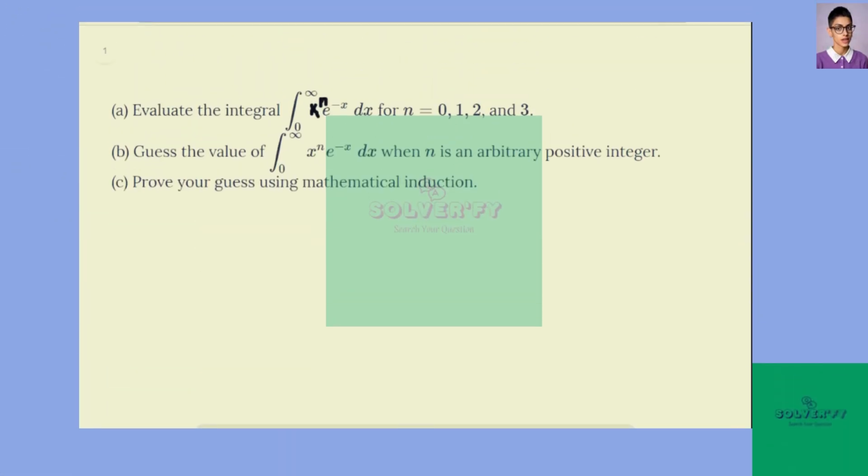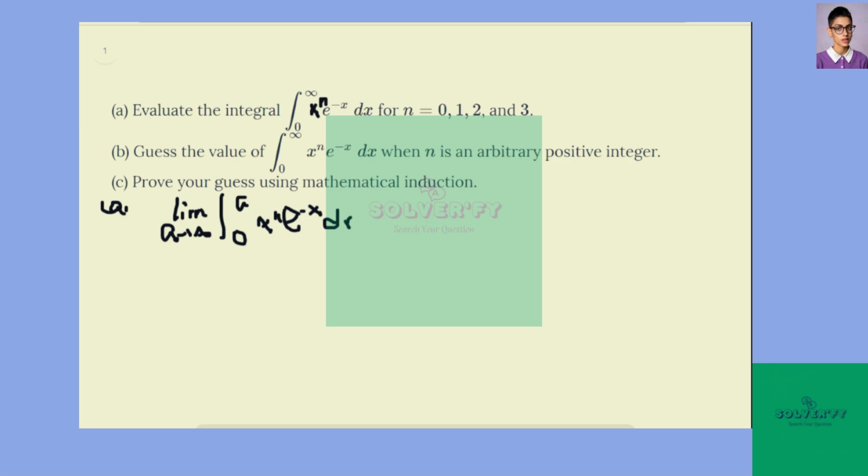For A, the problem is to evaluate the integral of x^n times e^(-x), integral from 0 to infinity, for n equal to 0, 1, 2, and 3. So for A, first we can write this as equal to the limit as A goes to infinity of the integral from 0 to A of x^n times e^(-x) dx.